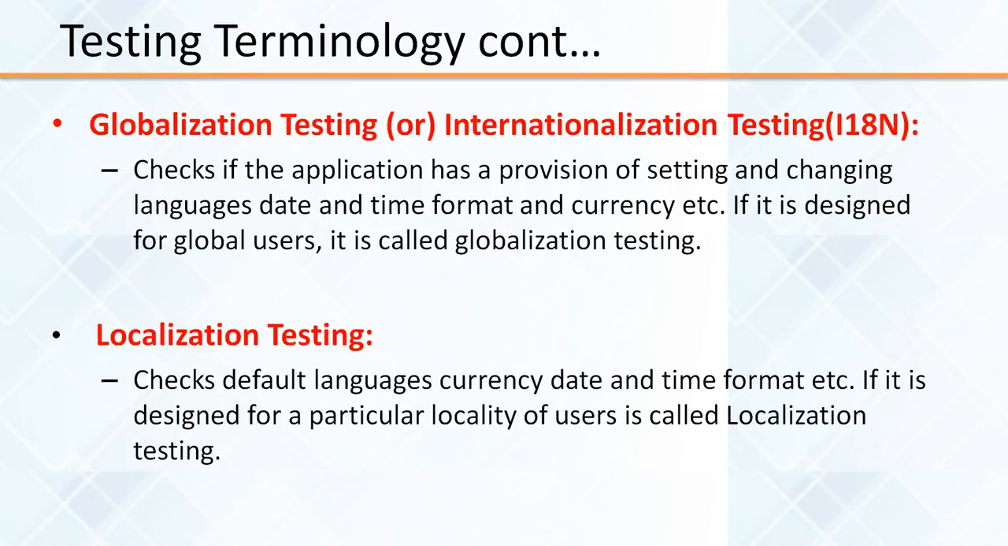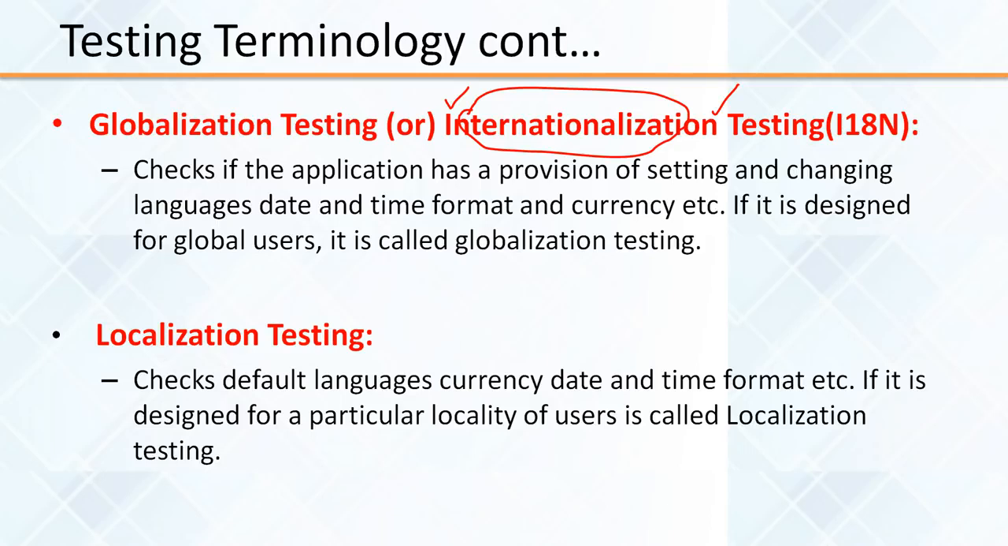Globalization testing is also called internationalization testing. In short, we call it I18N. I18N means the first letter is I, the last letter is N, and in the middle we have 18 letters in internationalization. So that's the reason we call it I18N testing. So globalization or internationalization testing is testing that your application supports multiple languages, in the form of dates and currencies and so on. And localization is testing whether the local currency, local date, or local language works or not. So that is the difference between globalization testing and localization testing.